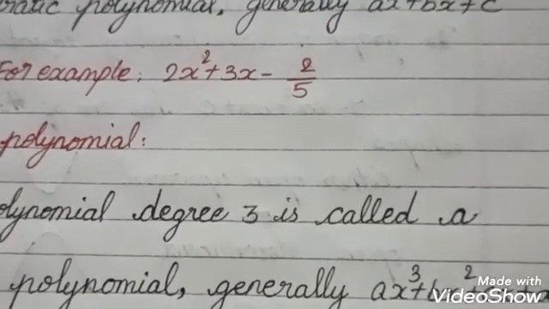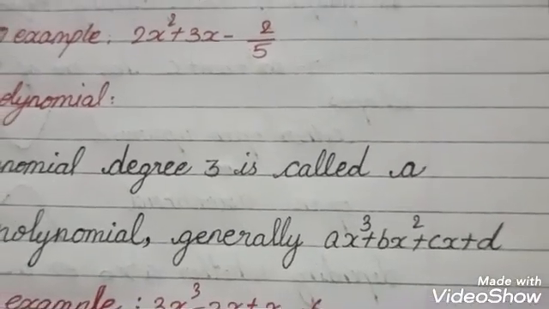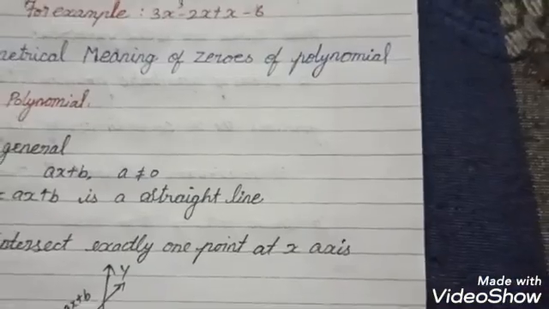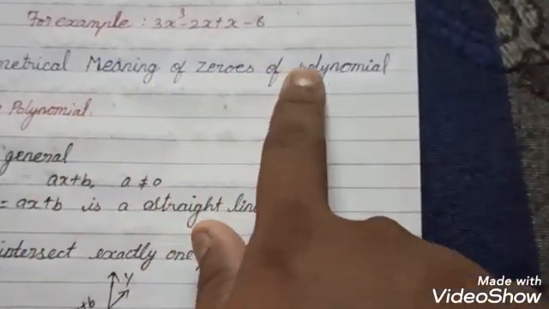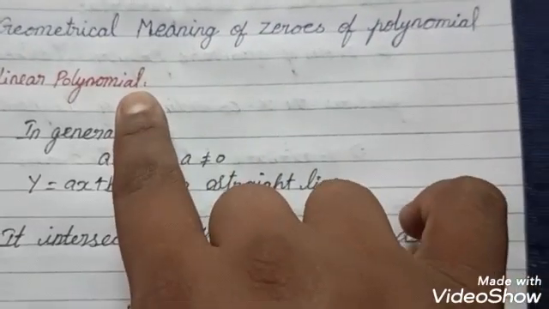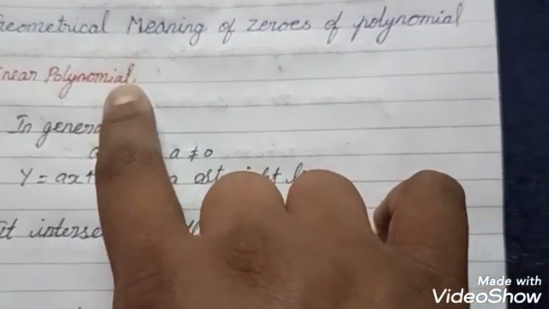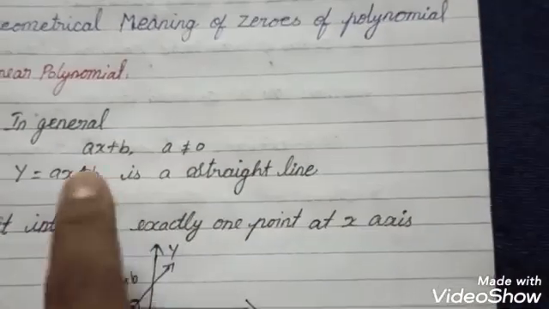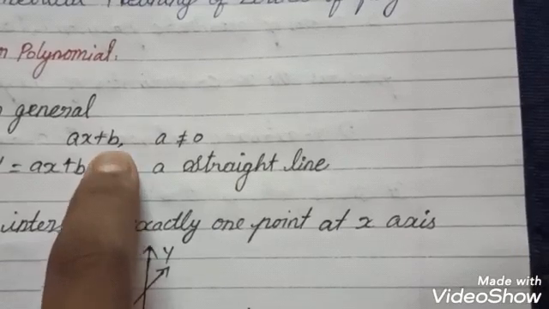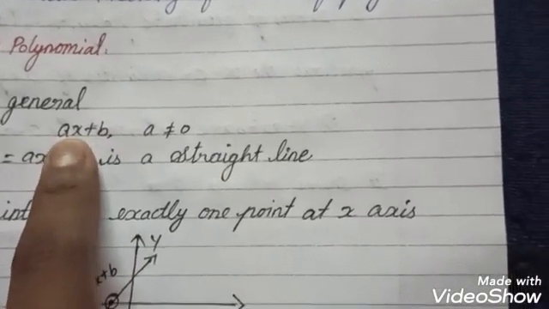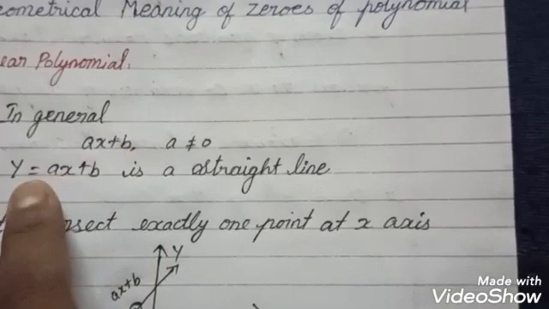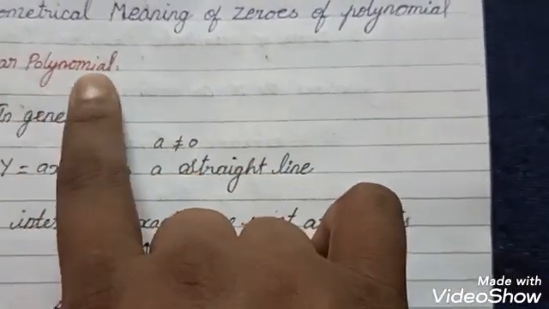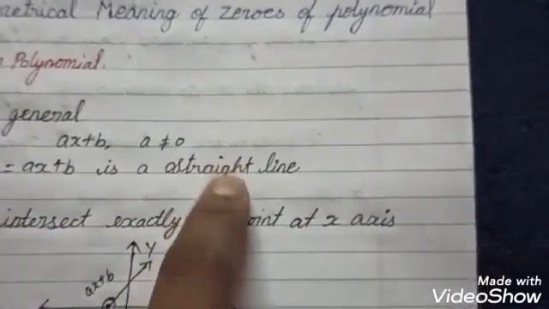And next we see the geometrical representation of zeros of a polynomial. Now I explain the geometrical meaning of zeros of a polynomial. The first one is the linear polynomial. Linear polynomial means, as you know, the degree is 1. In general ax plus b is the general form of a linear polynomial. Here the degree is 1, so the graph is y equal to ax plus b. It is a straight line. So the graph of a linear polynomial is always a straight line.